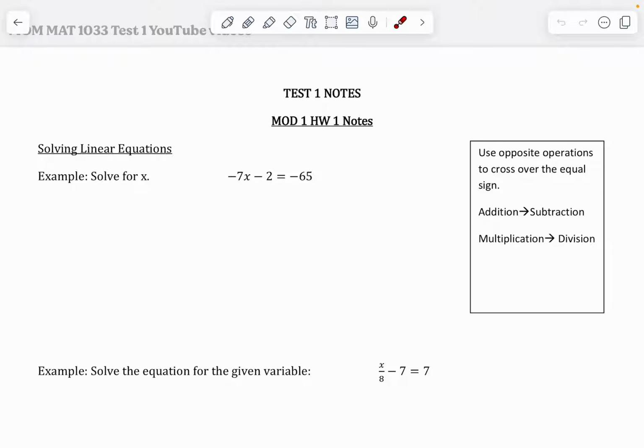So we're going to start with Test 1, Module 1, Homework 1. So these are the notes that you're going to need to be prepared for Test 1.